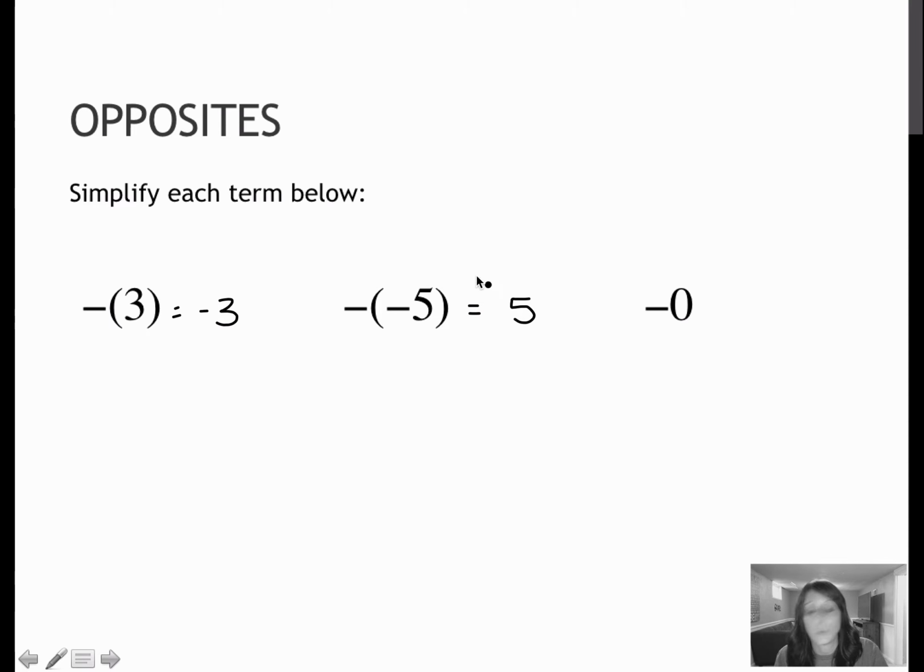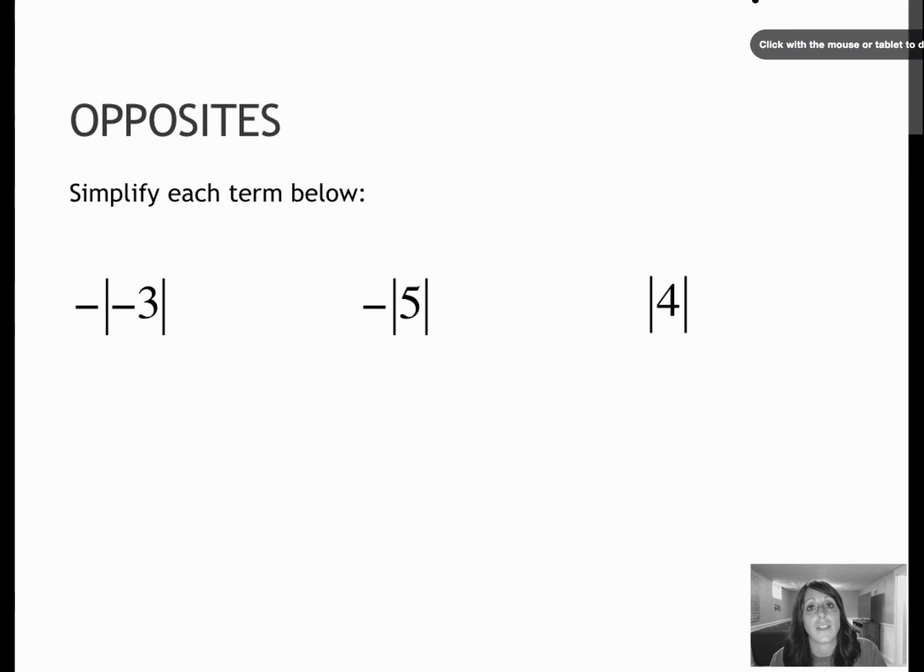Quite often you will see us use our KFC, keep, flip, change. So if there were a term here, we would keep it. We would flip minus to plus and change the sign, and so that would make it a +5. And our last one, the opposite of 0. This is that tricky one. There is no such thing as -0, and so that would be 0, no matter what.